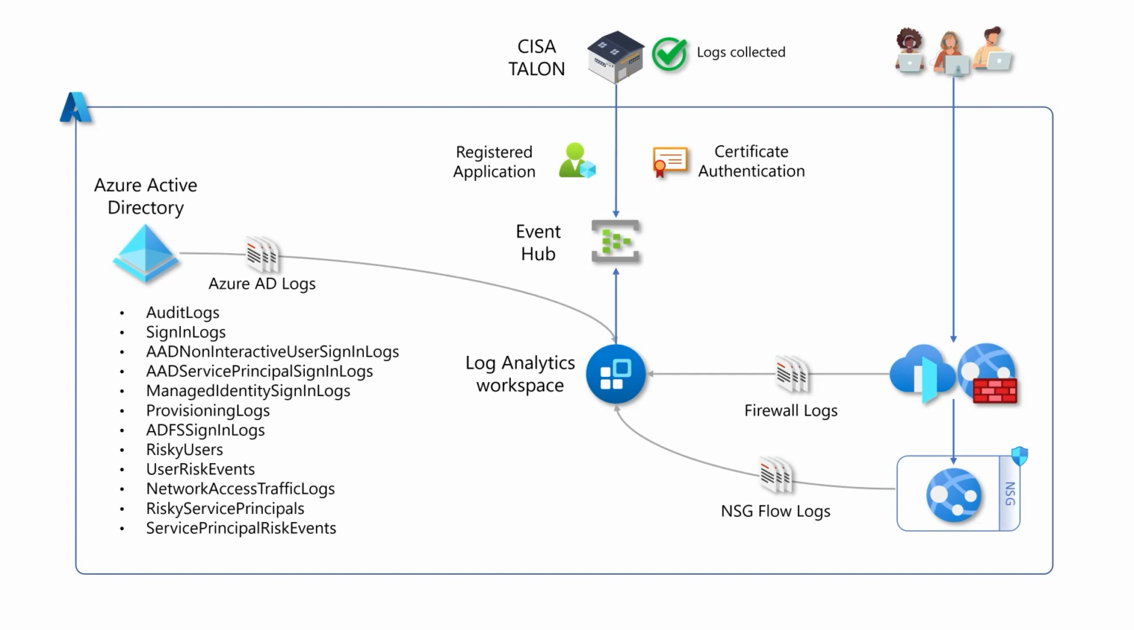Some additional log types that you will want to collect and send to CISA are Azure AD logs. It includes a lot of different types of logs, audit logs, sign-in logs, and some more there, as well as NSG flow logs. You will want to send all these logs into the same log analytics workspace that is used by the firewall.